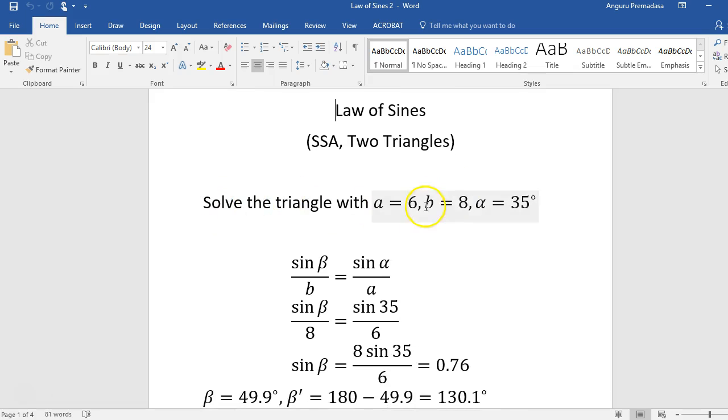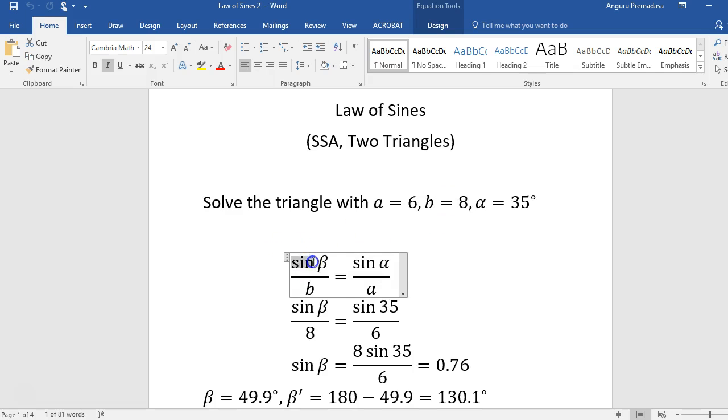Solve the triangle with a equals 6, b equals 8 and alpha equals 35. As usual, we first start by trying to find the angle which is across a known side. So what's the known side here? The known side is a, which is 6, and alpha is 35, already known. b is 8, but beta is not known. So we should try to find beta using that ratio.